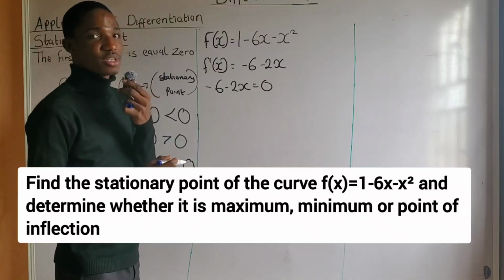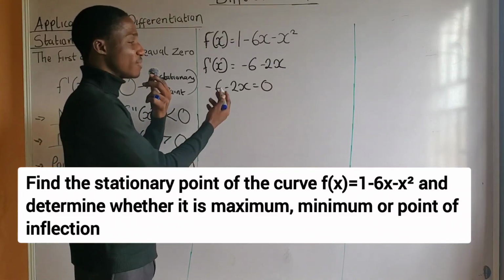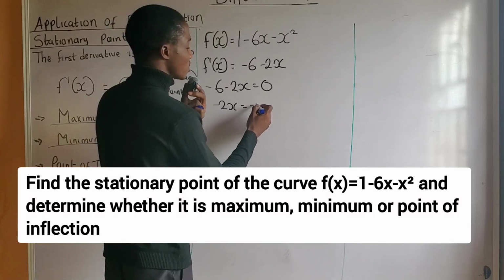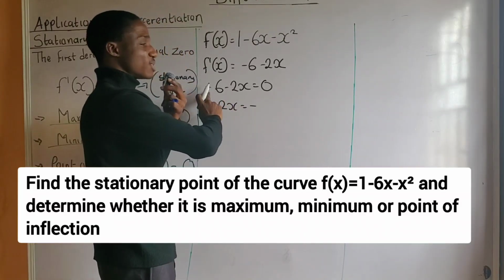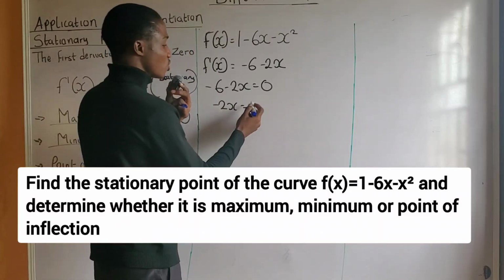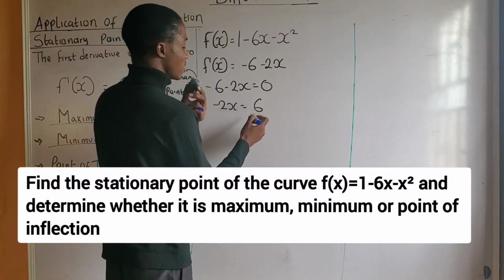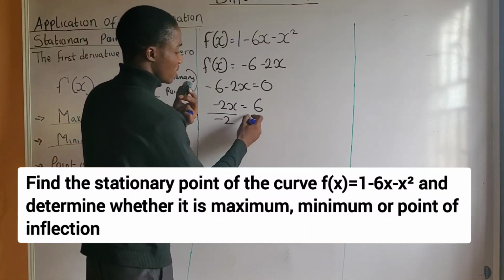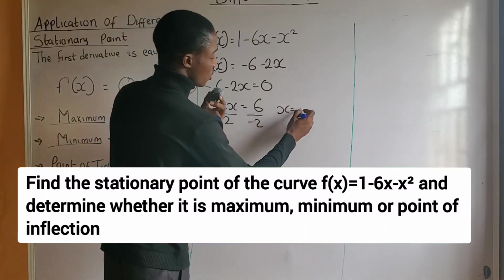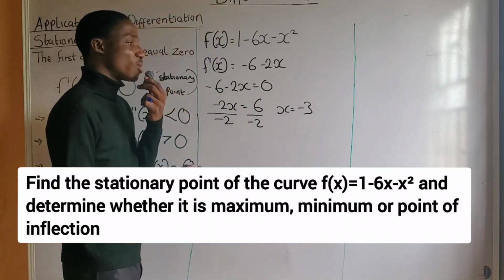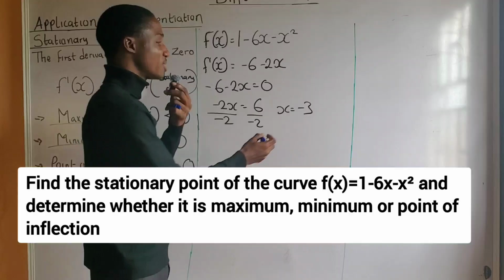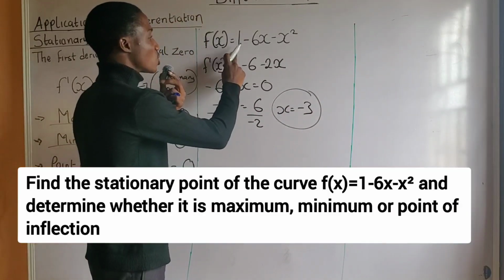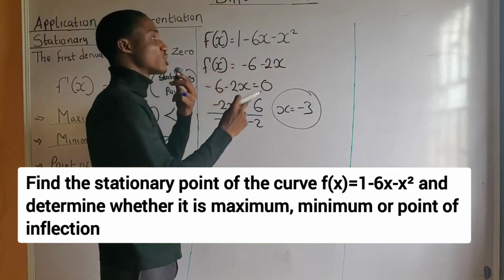To get the stationary point, you have to get the value of x. I'm going to have negative 2x equals minus, if this negative 6 crosses the equals sign, it's going to change to positive. So I'm going to have plus 6. To get the value of x, divide all through by negative 2. x will be equal to what? Negative 3. Now, having gotten the value of x as negative 3, this point that you see here is the stationary point of the function f of x equals 1 minus 6x minus x squared.